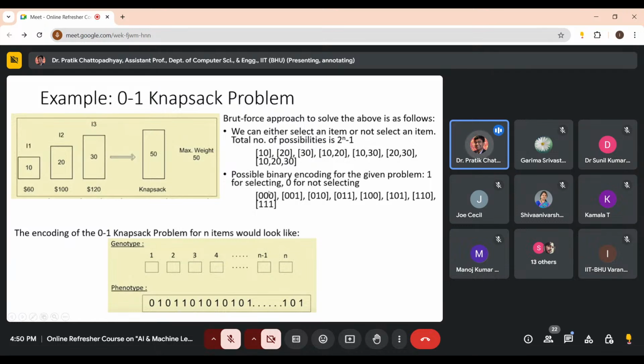For order encoding, we have seen one case previously, the traveling salesman problem. Ordering of the cities can be considered as an encoding. Here, order is not important. Whether you take I1 first, then I2, or I2 first, then I1, that is immaterial. So here it follows this type of encoding scheme. If you take an item, it is 1. If you do not take an item, it is 0.